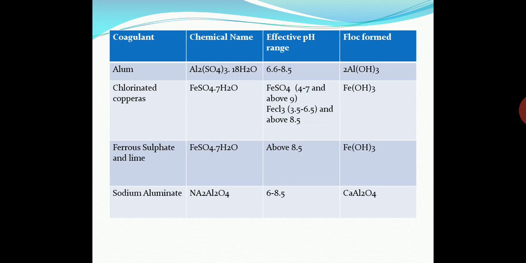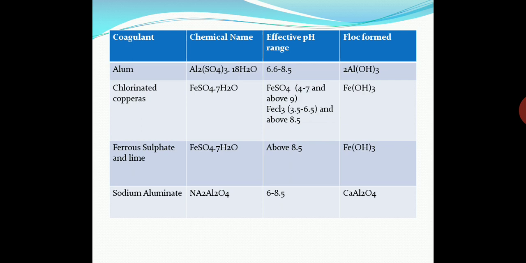Apart from reducing turbidity, alum also reduces taste and odor. And the floc which is formed by making use of alum is Al(OH)3, which is nothing but aluminium hydroxide. So the major thing you have to remember when we study coagulants is what coagulant we are adding to water. The coagulant we are adding in the case of alum is Al2(SO4)3·18H2O. This is the chemical name for alum.